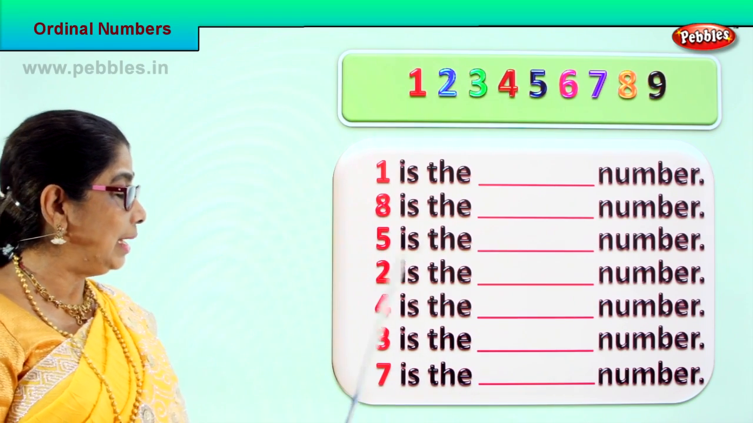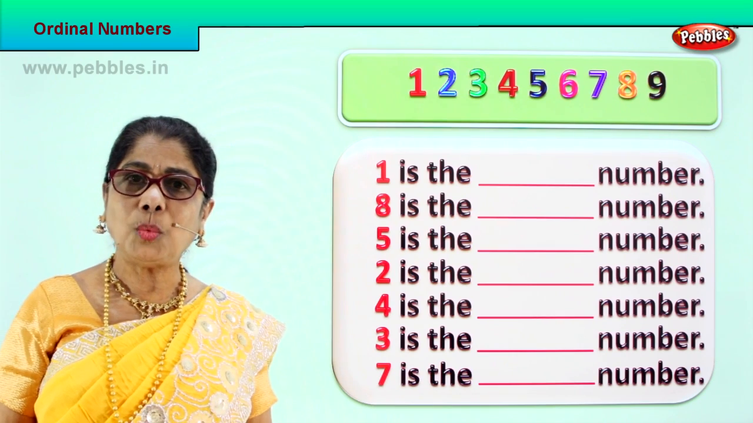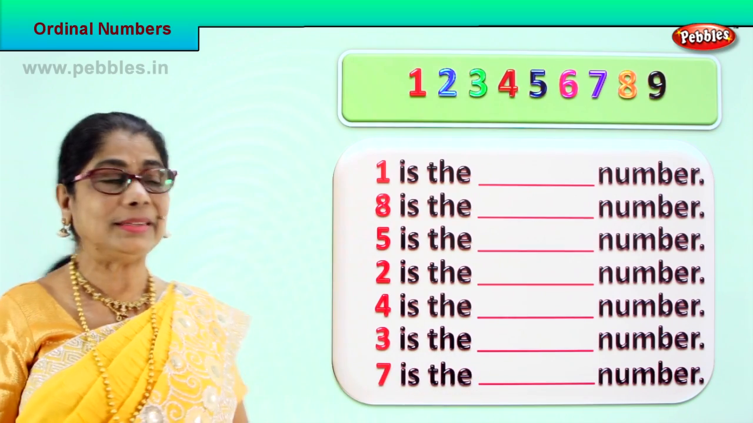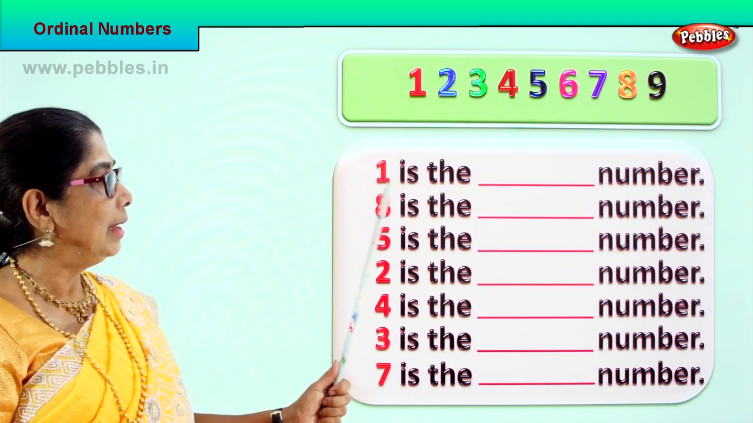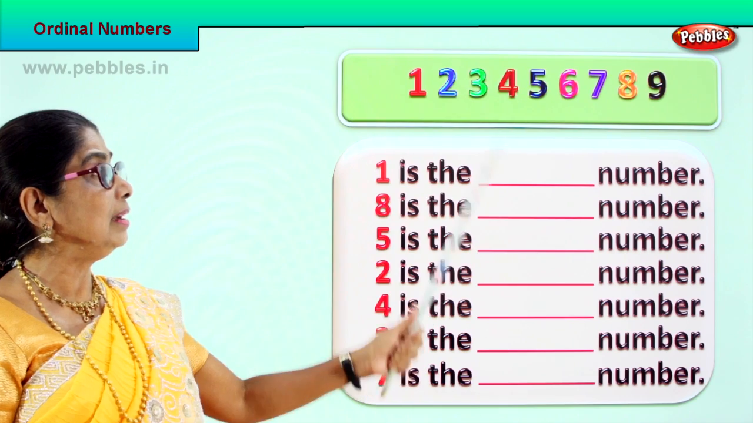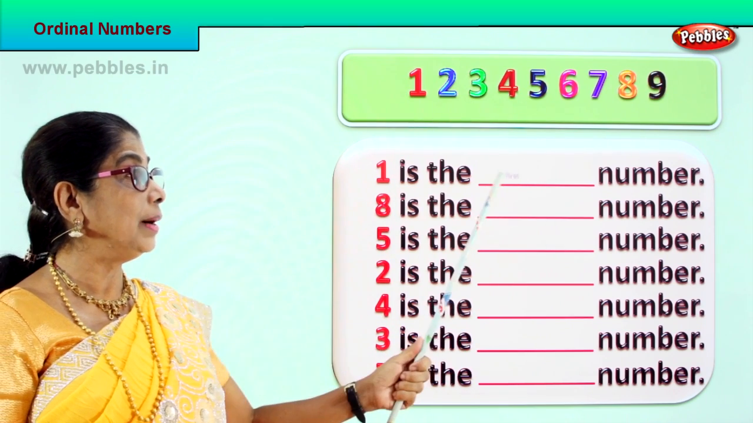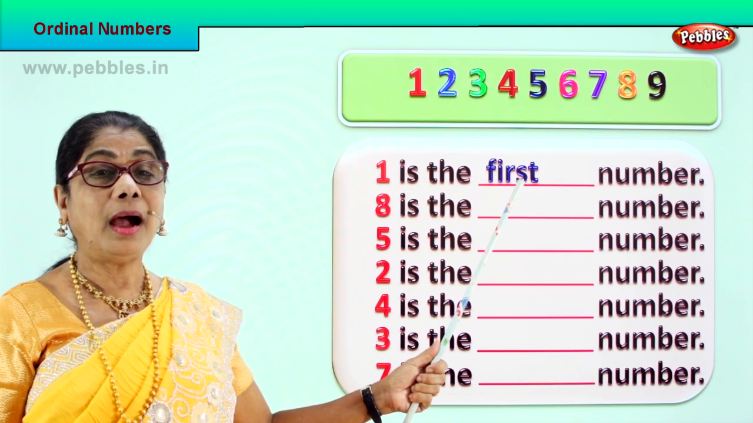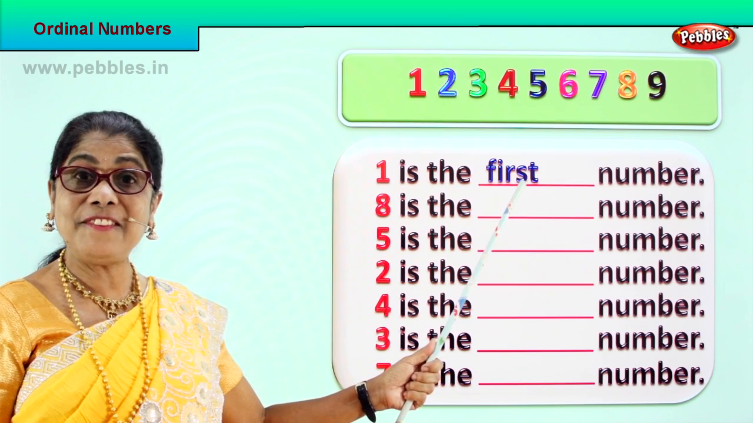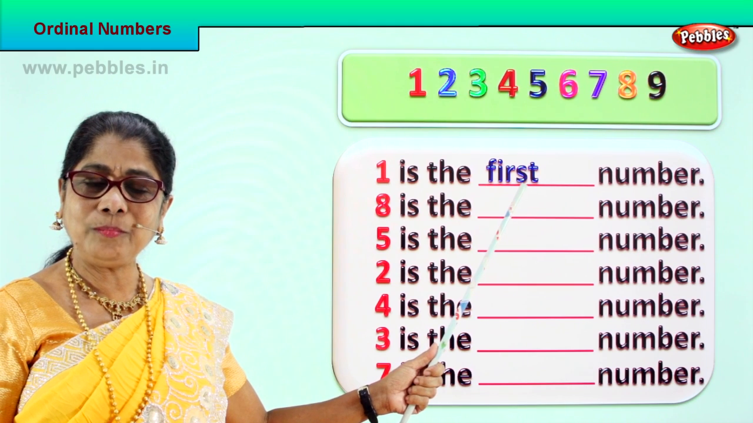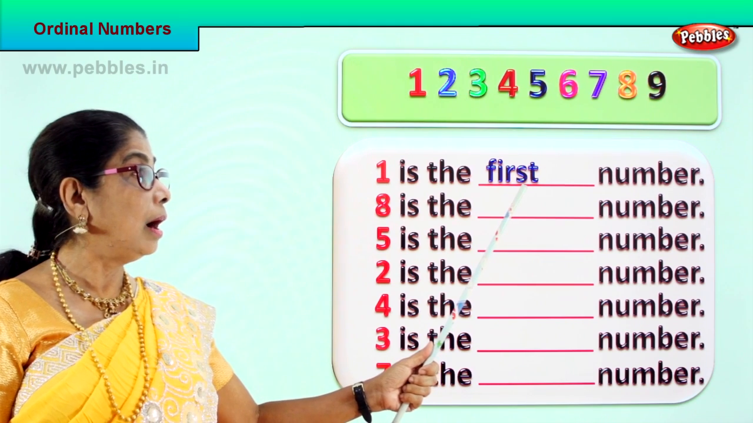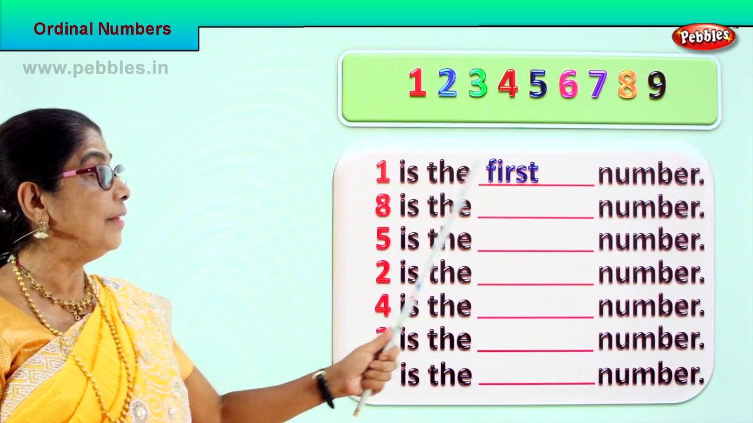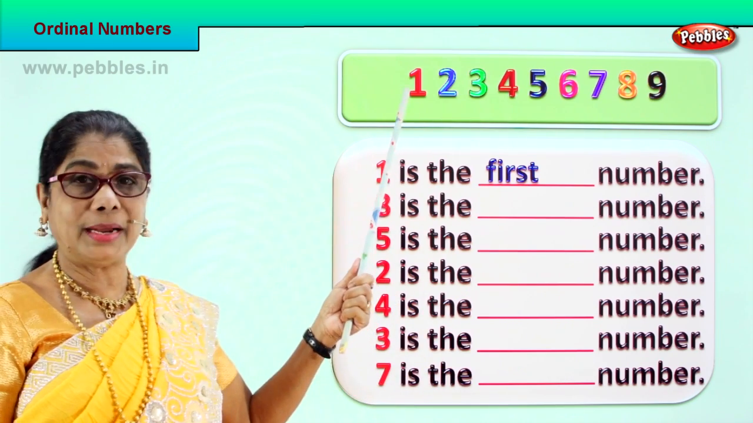Now we are going to see what the ordinal position of each of these numbers is. We have number 1. Number 1 is the first number. How do you spell first? F-I-R-S-T, first. Say it again. F-I-R-S-T, first. Number 1 is the first number.